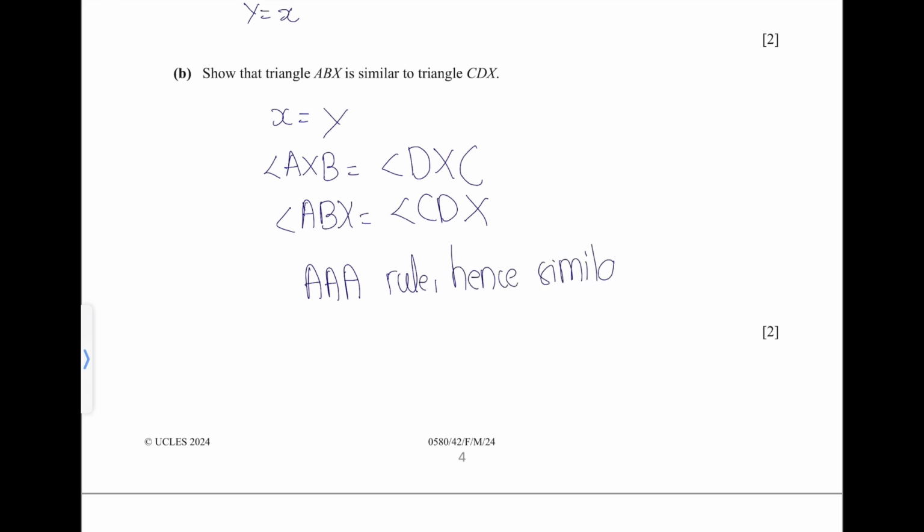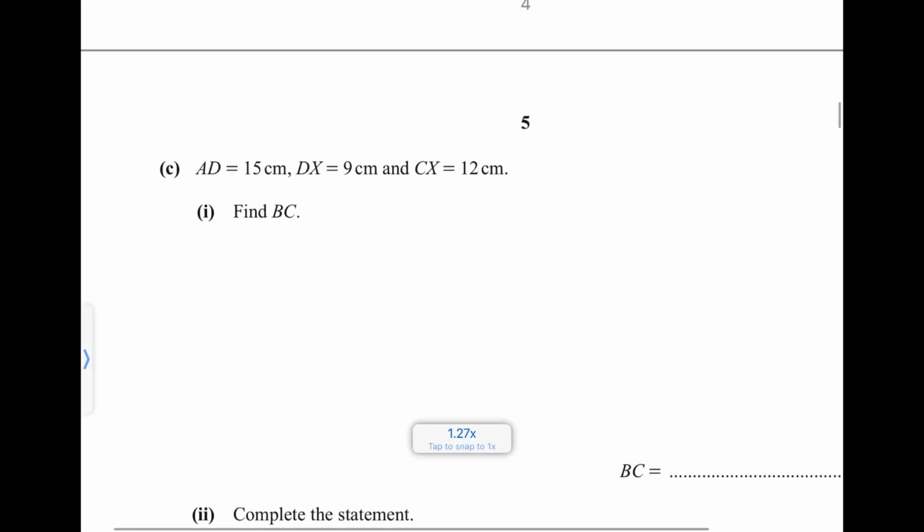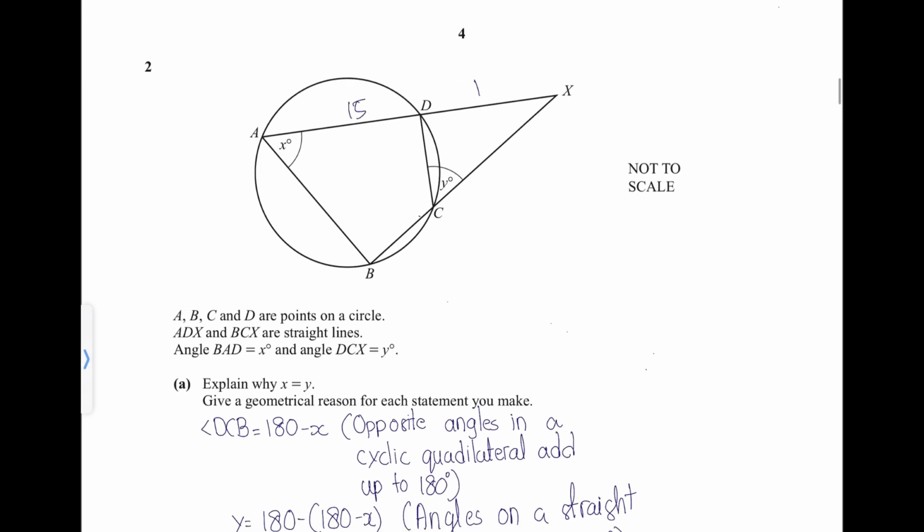Moving on to the next question, which I found a bit tricky. I'm not sure about you guys. It says that AD is 15 cm, DX is 9 cm, and CX is basically 12 cm. And what they've asked us to work out is the length BC. Now, normally what you would do is you would take the 9 over the total 24. But here, if you see, they've kind of tricked us.